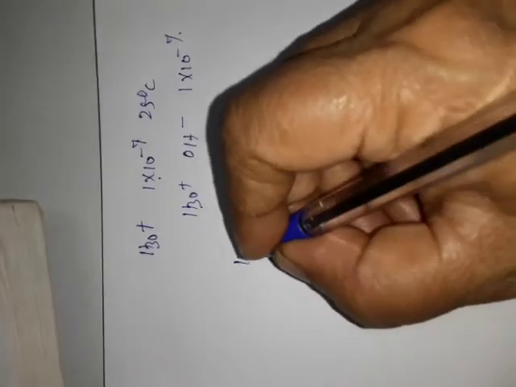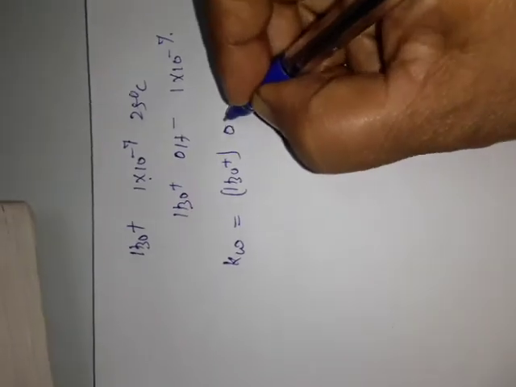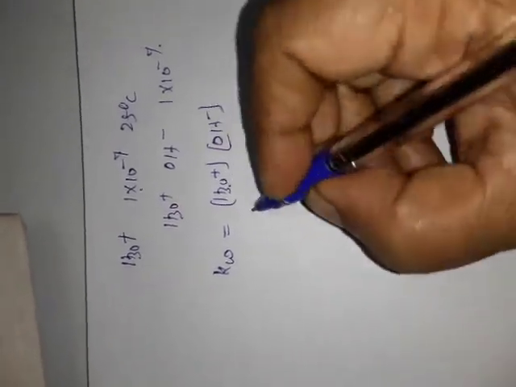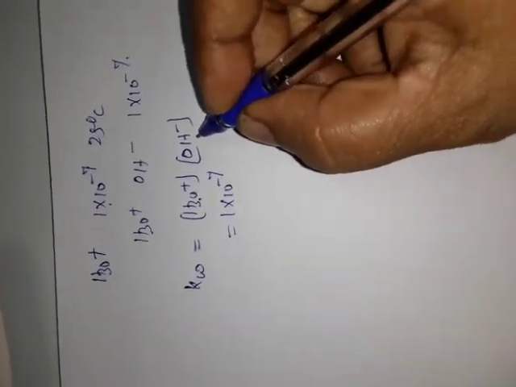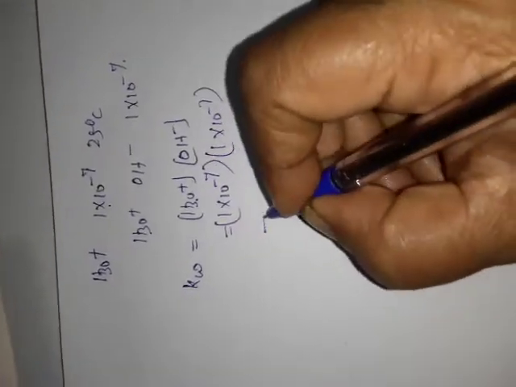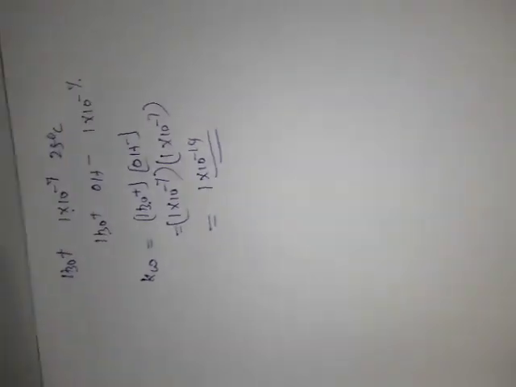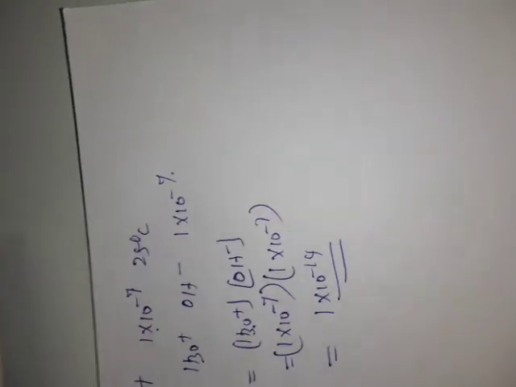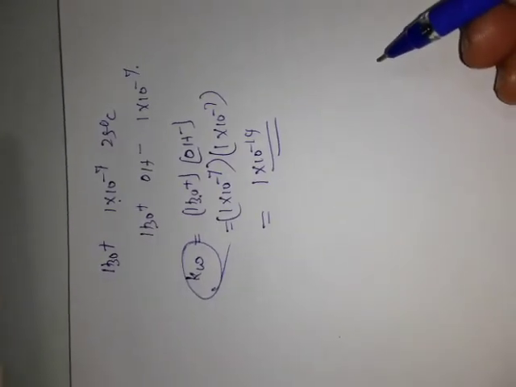Based upon this fact, the ionic product of water at 25 degrees Celsius, Kw, is equal to H3O+ concentration times OH- concentration. The value of this one is 1 × 10^-7 at 25 degrees Celsius, and the value for this is also 1 × 10^-7. Multiplying both, we get 1 × 10^-14. Like all equilibrium constants, Kw is also a constant at a particular temperature.